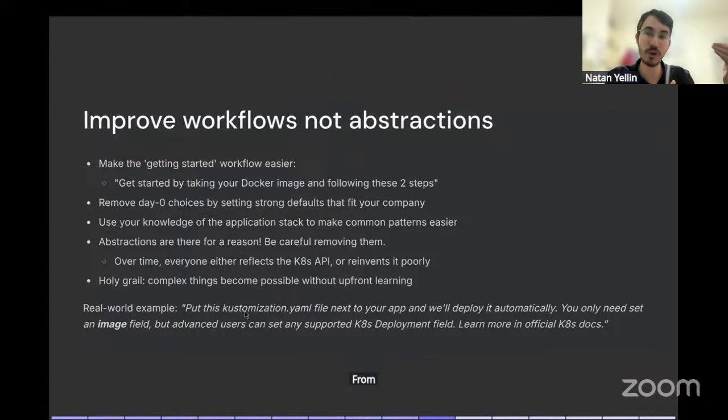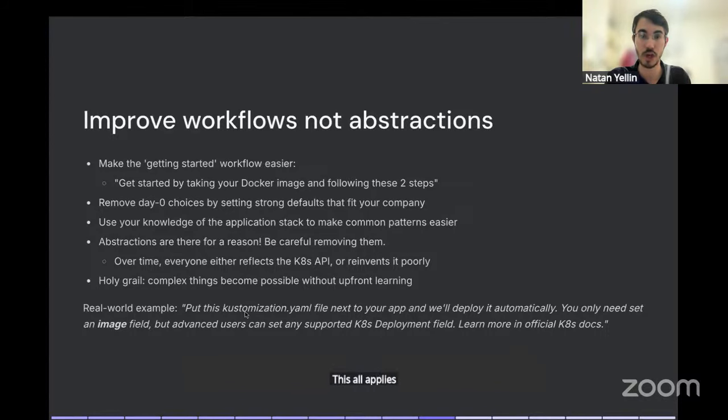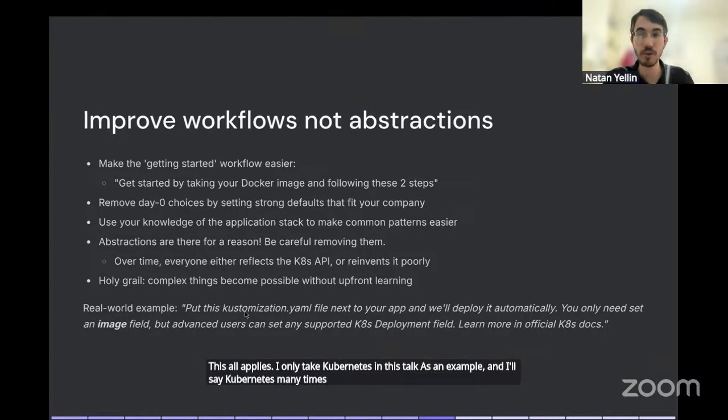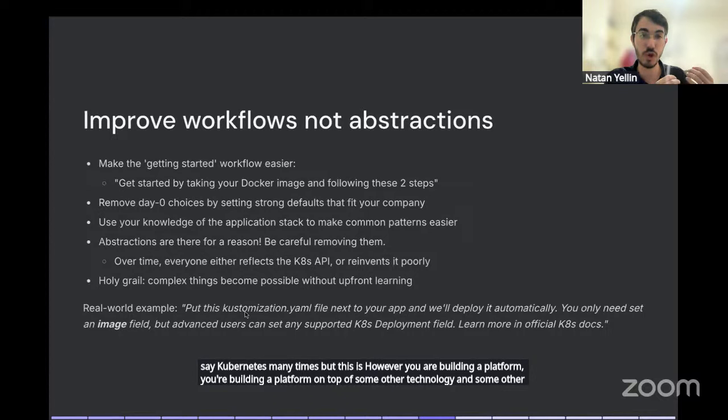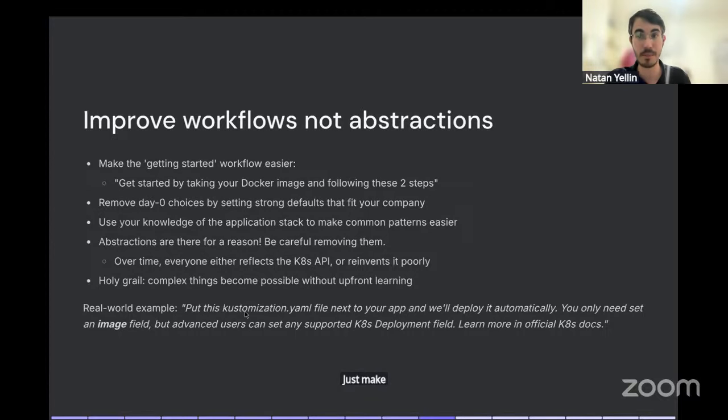And if you're not building on Kubernetes and you're building on top of EC2 or some other technology, this all applies. I only take Kubernetes in this talk as an example. I'll say Kubernetes many times, but this is however you are building a platform, on top of some other technology and some other layer of abstraction. So don't change those abstractions. Just make the workflows for using them a lot easier.